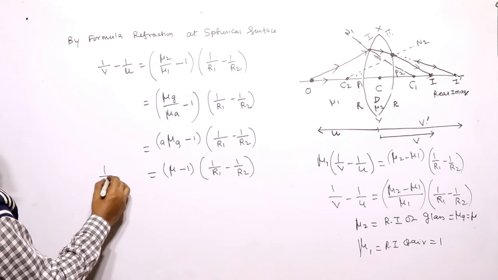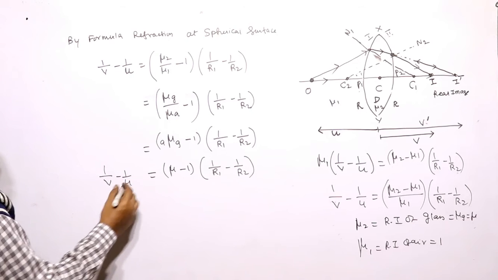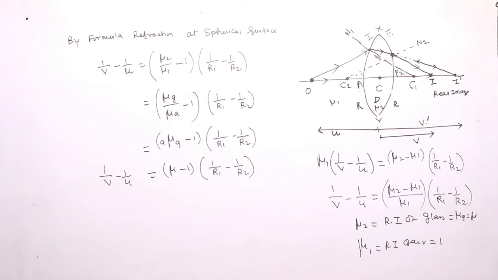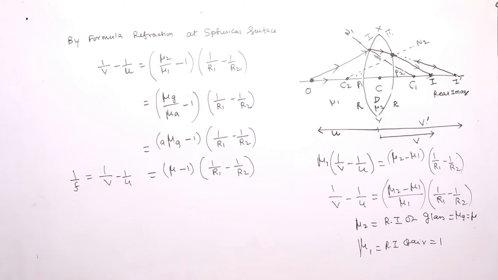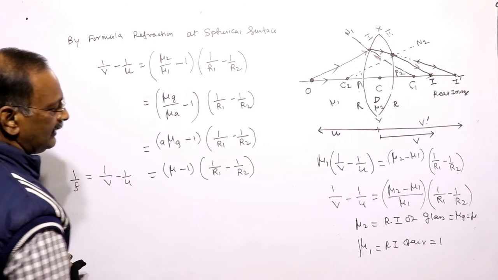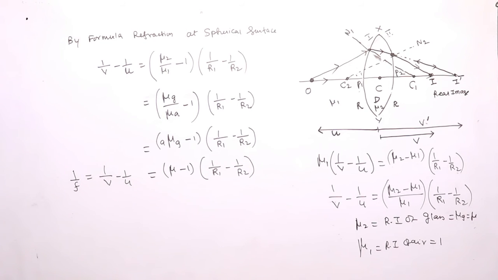This is 1 by V minus 1 by U. 1 by V minus 1 by U is nothing but 1 by focal length. This way also we can see, or we can write 1 by focal length is equal to mu minus 1 into 1 by R1 minus 1 by R2. We can write like this also, but let us go on.